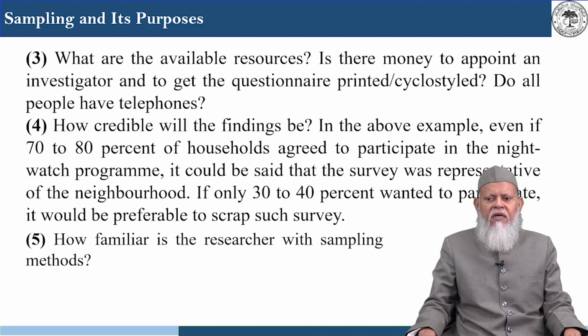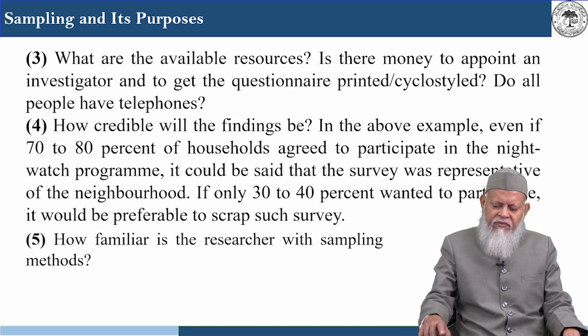In the example, even if 70 to 80% of households agree to participate in the night watch program, it could be said that the survey was representative of the neighborhood. If, however, a smaller percentage wants to participate, it would be preferable to scrap such a survey. Further, how familiar is the researcher with sampling methods? Of course, that has to be removed by giving proper training to the researcher for collection of the sample.